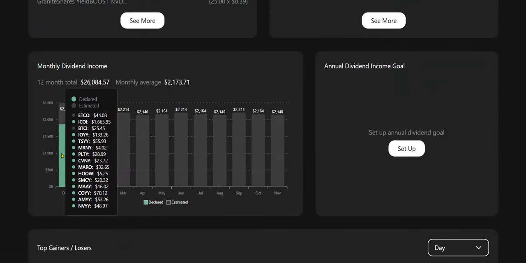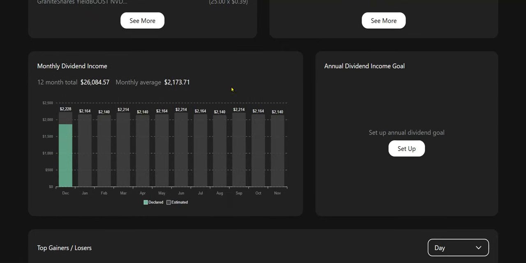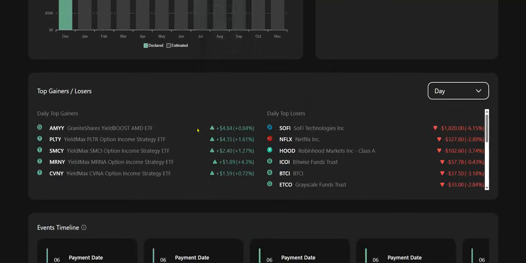So it's estimating that ICOI for December, we'll be getting 1665. I think it'll be a little bit more than that, but who knows? All right, moving right along.